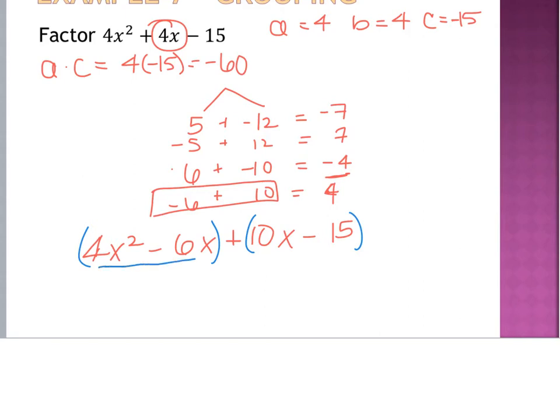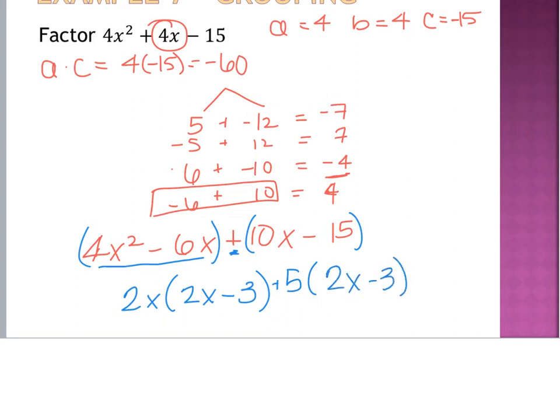So between 4x squared and 6x, I see that I can take out a 2x, and that's going to leave me with 2x minus 3. And between 10x and a negative 15, because this is positive, I don't have to worry about changing signs, but I can factor out a 5 from both terms, and that's going to give me, so I have my plus in here too, sorry, I have 5 times 2x minus 3.